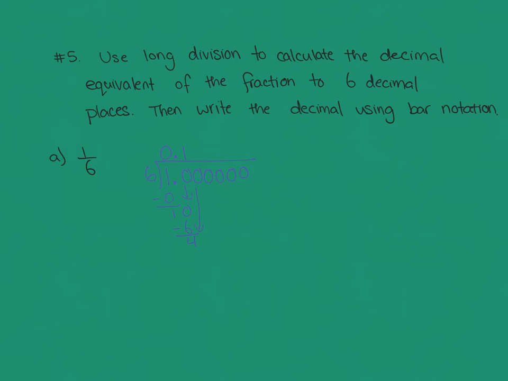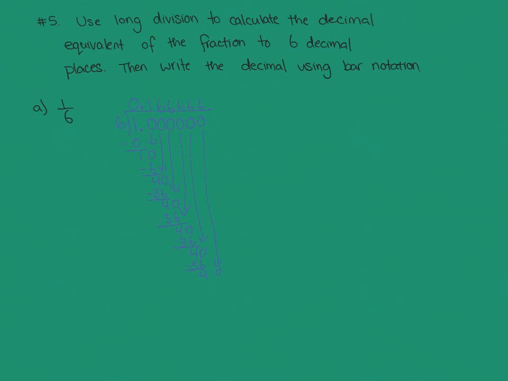Take away equals 4. Bring down the 0. It goes into 40 6 times, which gives me 36. Take away equals 4. Bring down the 0. Goes in 6 times. That's 36, which equals 4. We're starting to see a pattern here. Make that 40. Goes in 6 times is 36. That gives us 4. Bring down the 0. Goes in 6 times is 36, which is 4. Bring down the 0. Goes in 6 times, which gives us 36. Take away equals 4. To write this in bar notation, we're going to go 0.1, which does not change. It's just the 6 that keeps repeating. So the bar will only go over the 6.